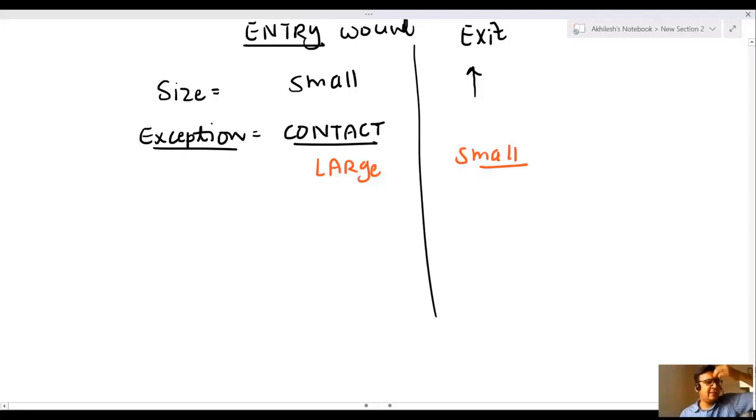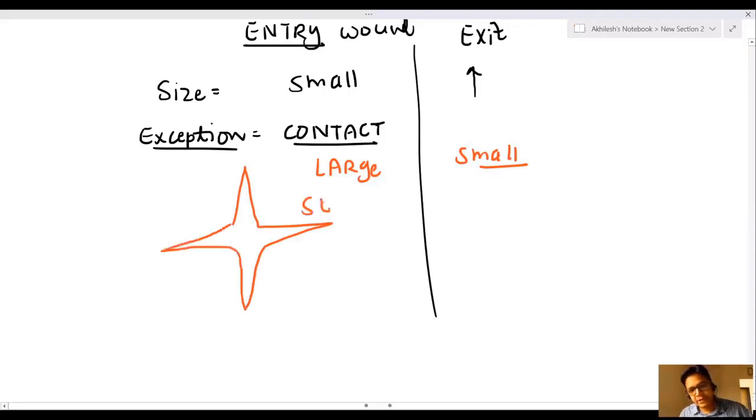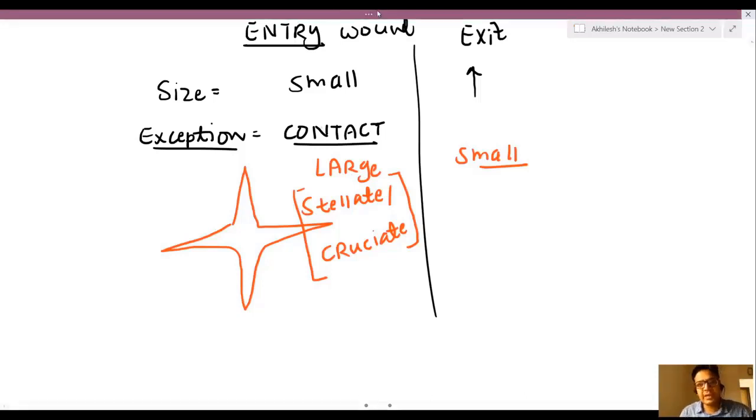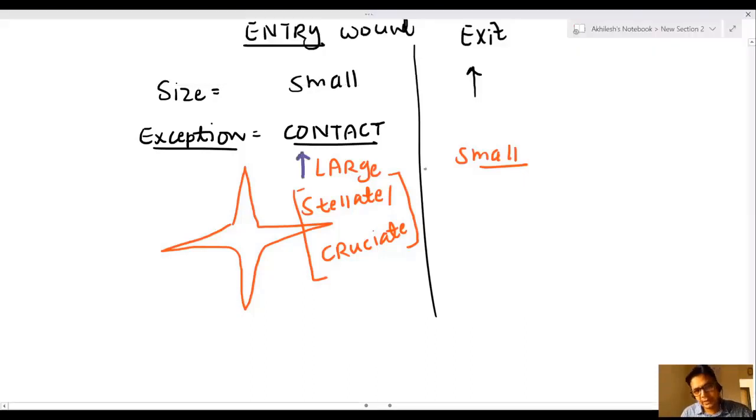Why in contact shot is it large? Because it is a contact, there will be bursting of the skin. So in contact shot you will see a star shape, stellate shape, or cruciate shape. Why is it large? Because there is no gap between the weapon and the skin, and there is bursting of the skin. So in contact shot the entry is large, an exception, and the exit wound is small.